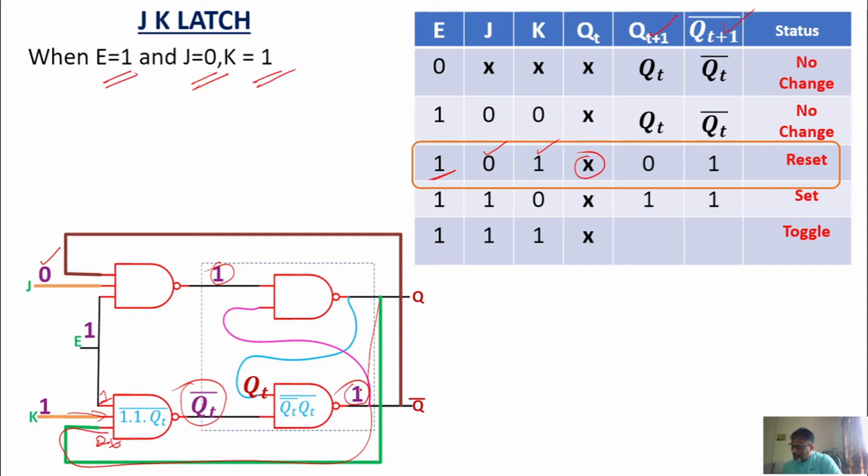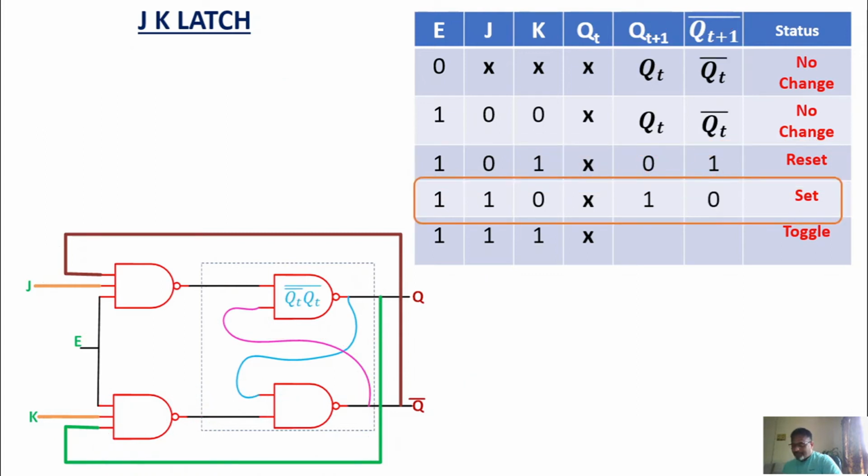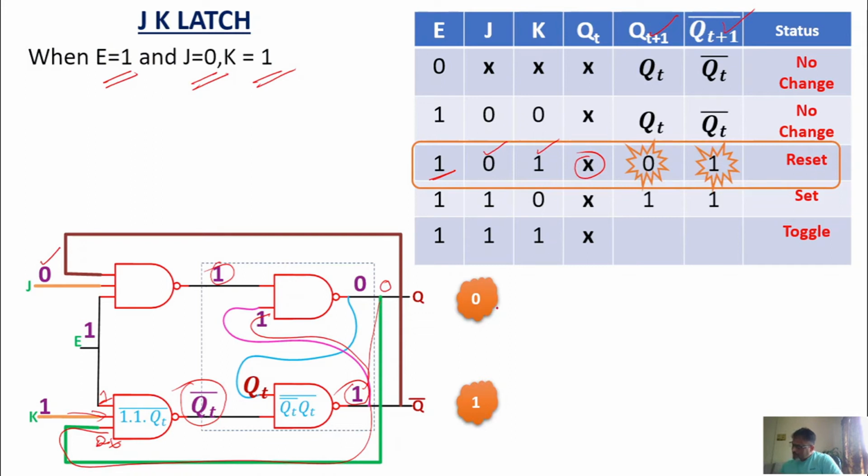And then that 1 is propagated here, and that 1 will come here. And NAND of 1, 1, you get 0 here. See here. So what has happened in this process? Your QT plus 1 is equal to 0 and QT plus 1 bar is equal to 1. Okay, this is your QT plus 1 is equal to 0 and QT plus 1 bar is equal to 1. So that is what this is.